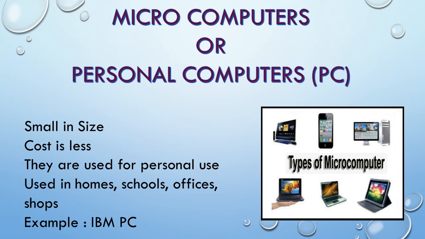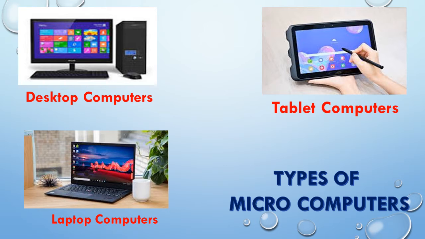The microcomputers are otherwise called personal computers. They are very small in size. They are less expensive. They are used in shops, homes, schools and offices. Examples of microcomputers are IBM PC. Desktop computer. A desktop computer is a personal computer designed for regular use. It is generally fixed in a location on or near a desk. It has a monitor, keyboard and a mouse.